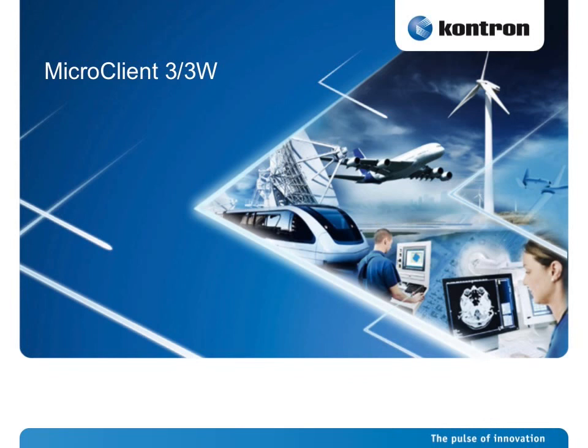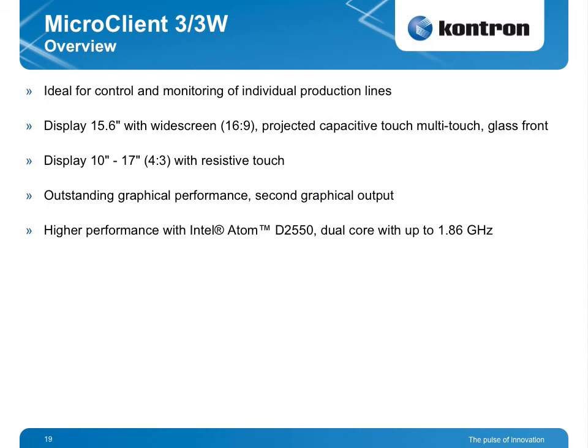That brings it very nicely to the Micro Client. The Micro Client 3 and the Micro Client 3W, 3W standing for widescreen, is the mid-range HMI product line. It's one that's been around for a while in different forms. We've had the Micro Client 1, 1A, 2, 2A, and now we've evolved to the 3 and the 3W. So the Micro Client 3W is the mid-entry range with 15.6, 16:9 ratio projected capacitive, along with resistive touch in the 10-inch to 17-inch range, in the 4:3 normal aspect ratio.